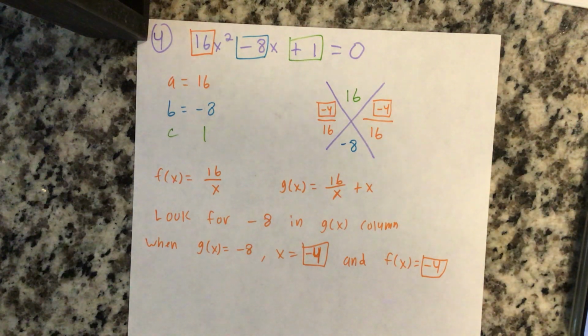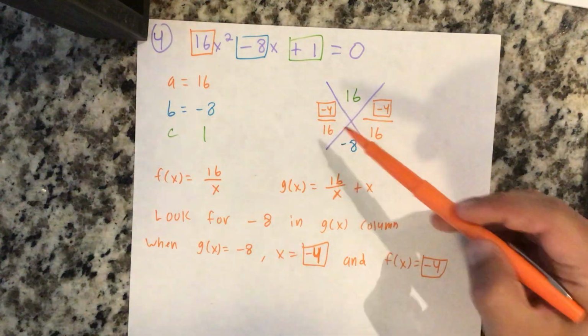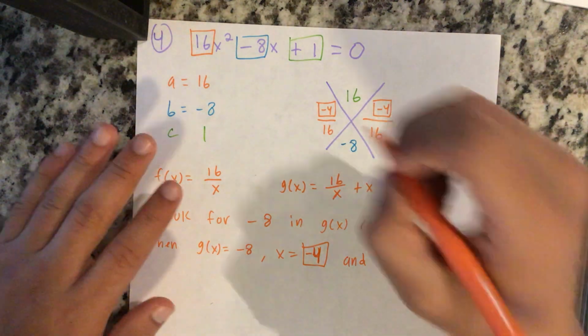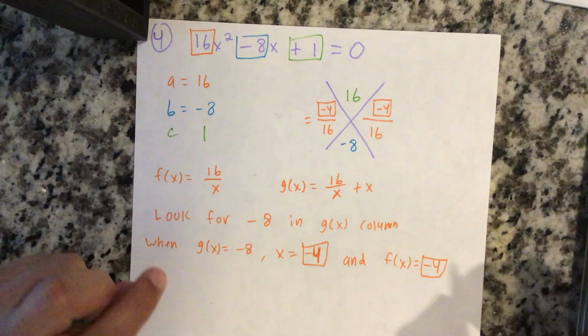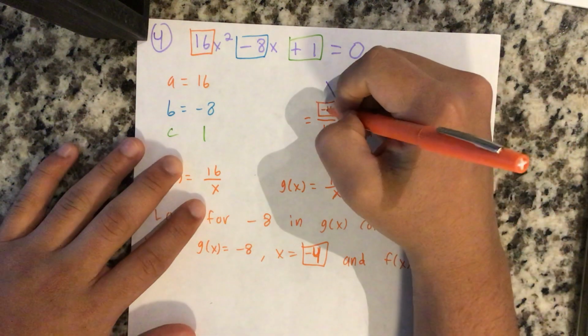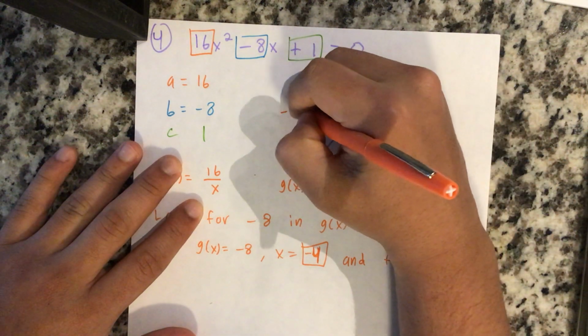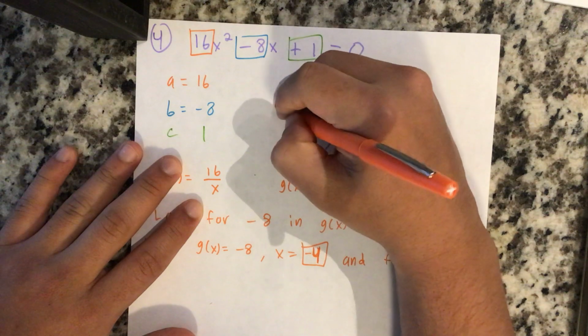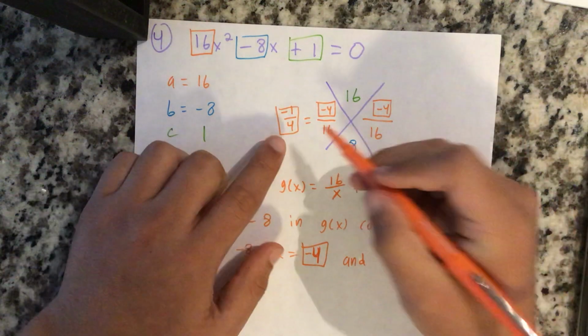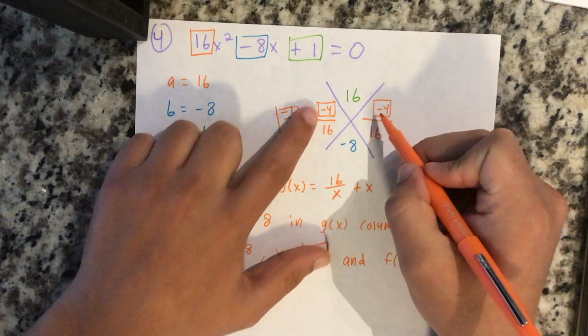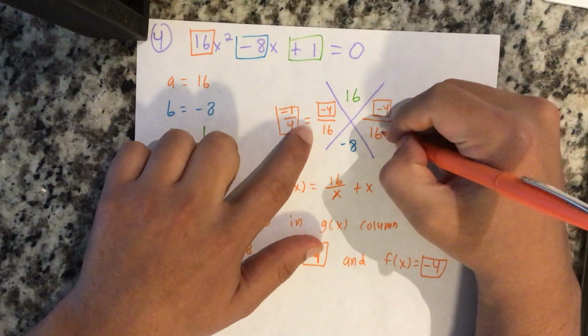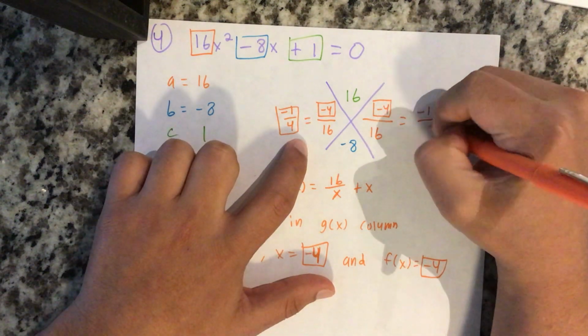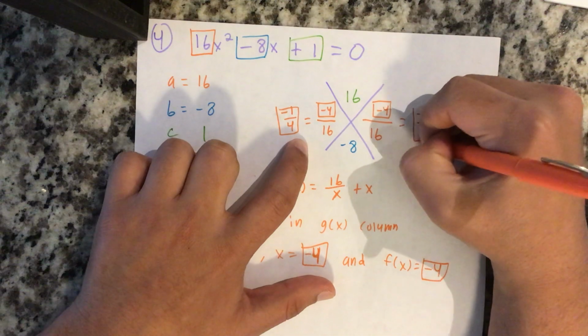Okay? So now we reduce. So can I reduce negative 4 over 16? Yes, I can. If you have a calculator, you can do it. If you can do it in your head, even better. Negative 4 over 16 reduces to negative 1 over 4. Okay? So if this is negative 1 over 4, this is going to be the same thing because it's the same numbers. So negative 1 over 4.